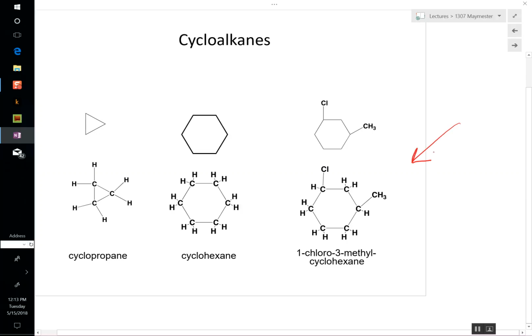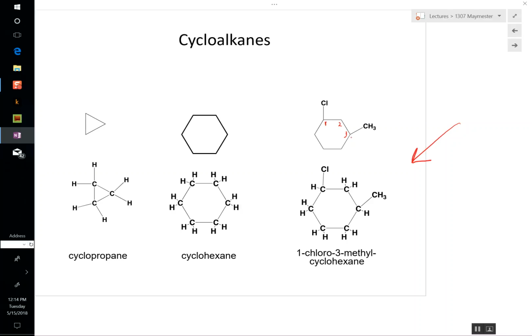I'm looking over here right now. We've got a cyclohexane, but we've got a chloro group and a methyl group, and they're giving precedence to start numbering right there. So it's 1-chloro-3-methyl cyclohexane. So the parent name of the molecule is cyclohexane. That's its parent name. So how do you know where to start numbering? How do you figure that out?